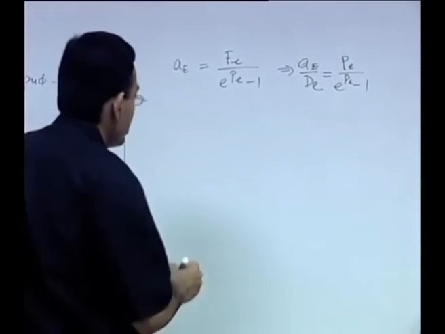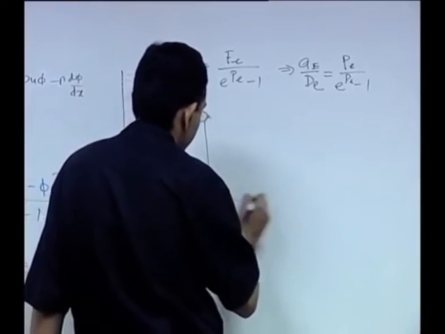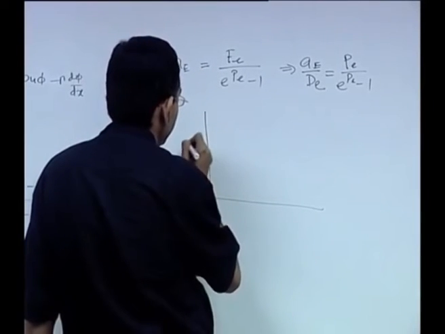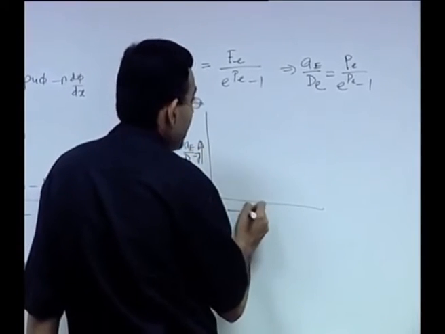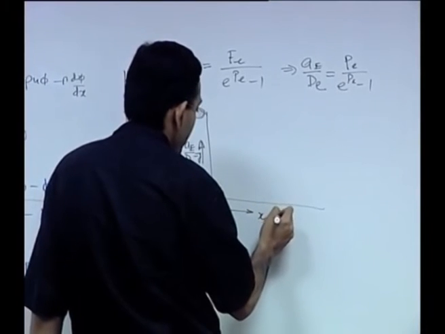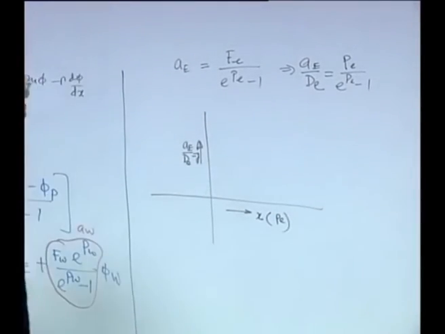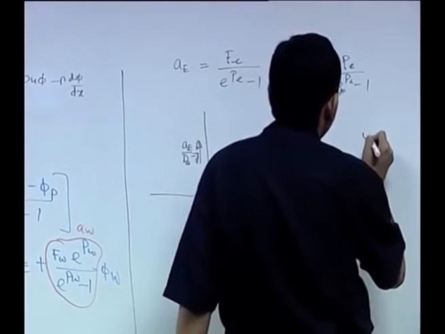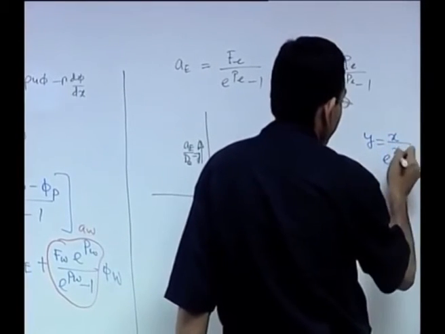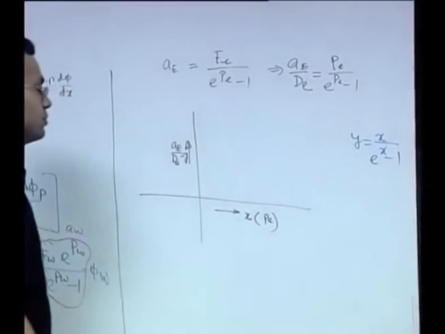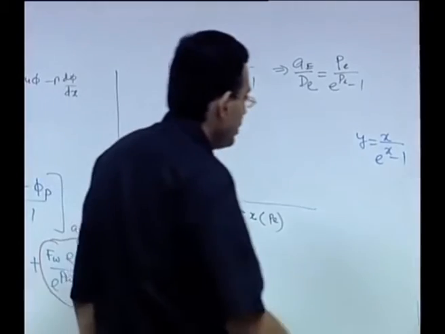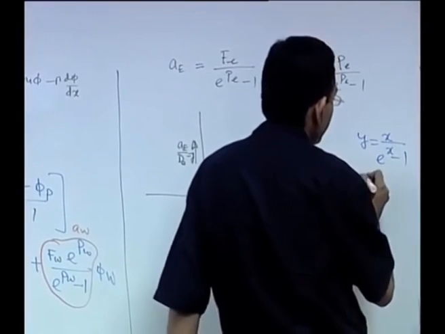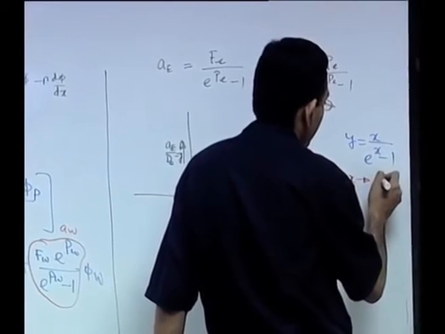Let us try to make a sketch of AE by DE, which we give a name y, as a function of x, which we call the Peclet number. So, our variation is y equal to x by e to the power x minus 1. Let us consider some special limits. Let us consider first the limit as x tends to infinity.